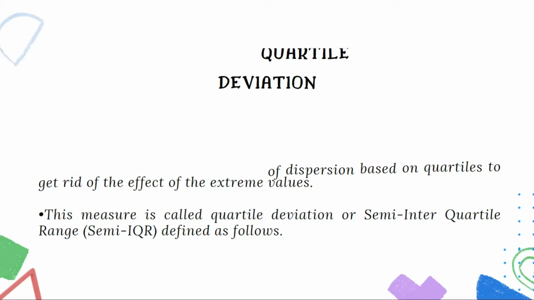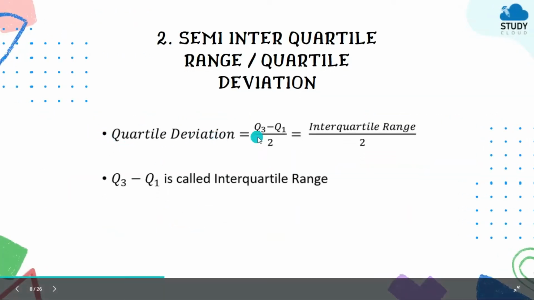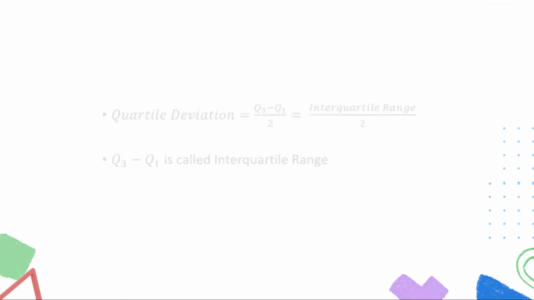And what is the formula for it? Let's see here. Quartile deviation is Q3 minus Q1 upon 2. It can also be named as interquartile range upon 2. How can you find interquartile range? Q3, quartile 3, minus quartile 1. With the help of this formula, you can find quartile deviation. Now let's see some examples.